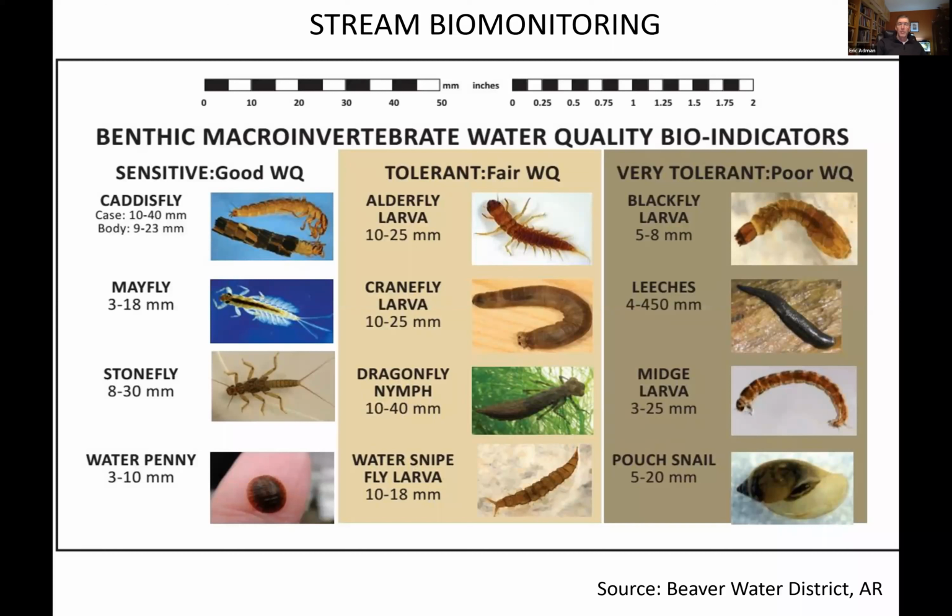We also do stream biomonitoring. This is a process of collecting the different types of creatures that live in the bottom of a stream. Those creatures are called benthic, and they don't have a skeleton, so they're invertebrates. Benthic macroinvertebrates are these small creatures that live in the bottom of the stream, and they're indicators of water quality because they have differing levels of sensitivity to pollution. By collecting those and categorizing how many we find that are pollution tolerant or not pollution tolerant, it gives us an idea of what's going on with the water quality.